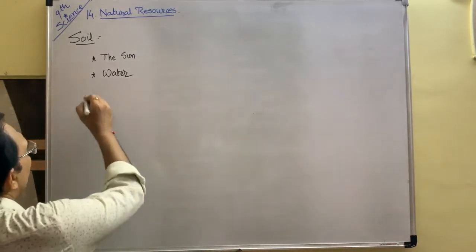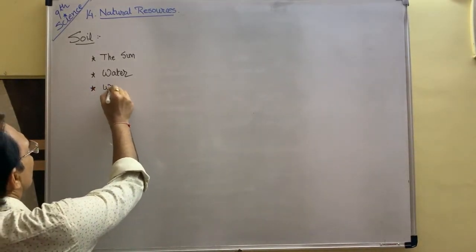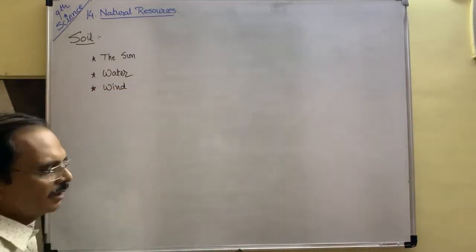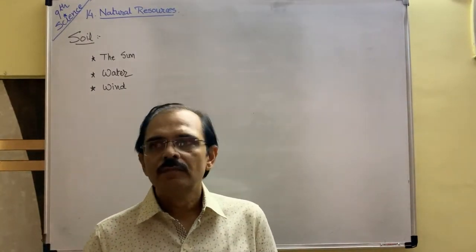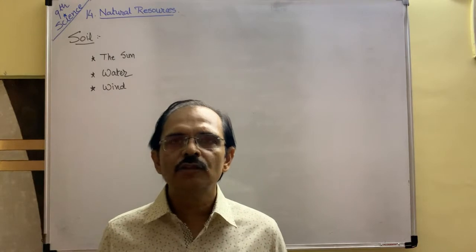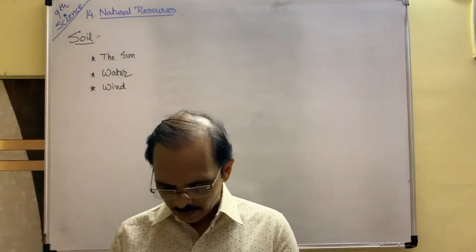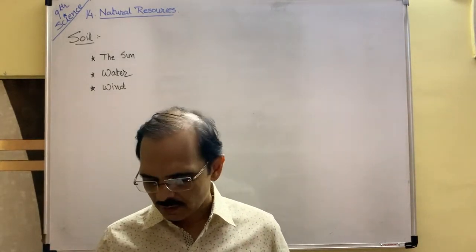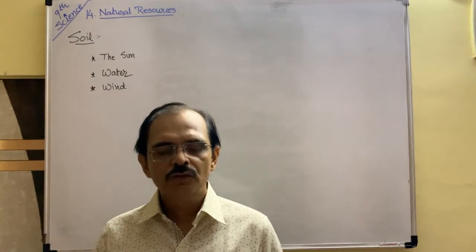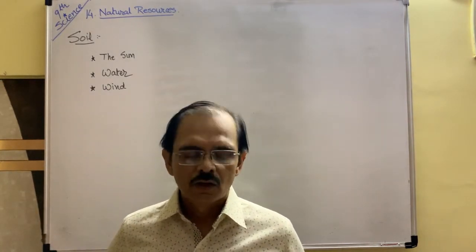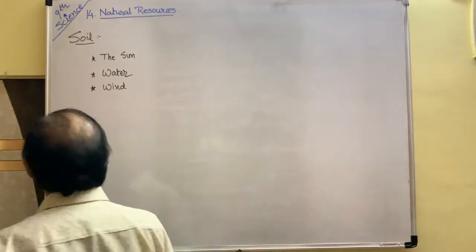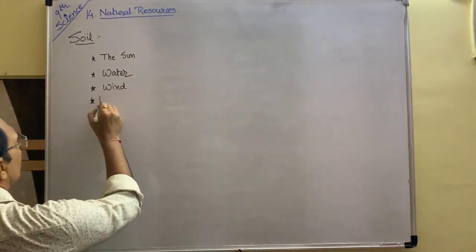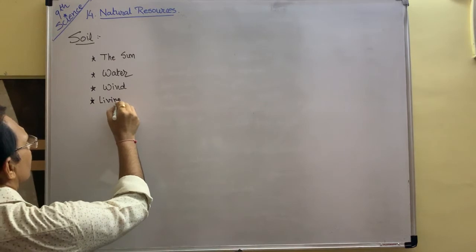Then the another topic is wind. Wind also causes erosion of soil. Because of the wind, erosion of soil takes place, and this procedure is similar to water. We can say that it erodes the rock, and that's why soil is formed. And the last thing is about living organisms like lichen.